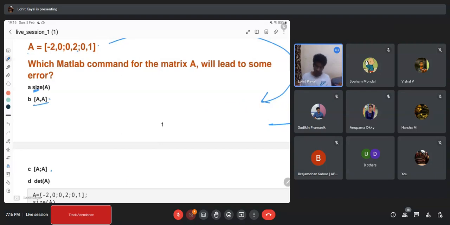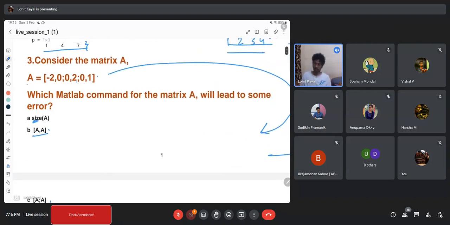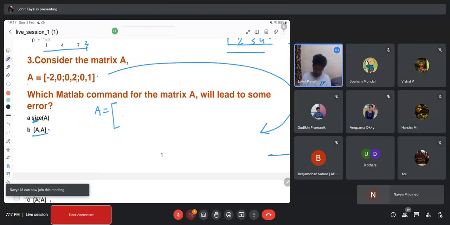Now A comma A. Whenever I have a matrix like this, what I have told is that a comma indicates that the new element will appear at the next column. But here there is a comma, and A is a whole matrix. A is this matrix. So how to interpret this? So first let me write -2, 0, 0, 2, and 0, 1.